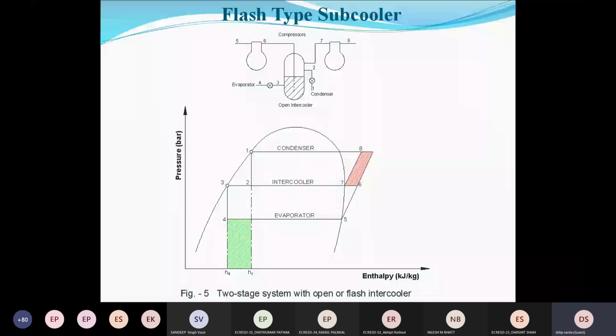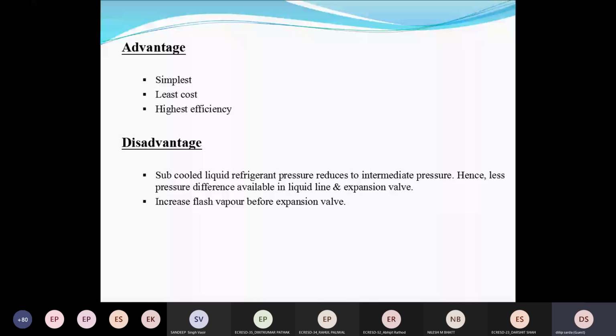Advantage of this is a very simple system, least cost because only one vessel is required, and highest efficiency. How I say highest efficiency, we'll discuss later in tabulated form, so you will understand that. Disadvantage: the subcooled liquid refrigerant pressure reduces to intermediate pressure. Understand this one. Hence, less pressure difference is available in the liquid line and expansion valve. It means the pressure difference on both sides of the expansion valve is reduced.